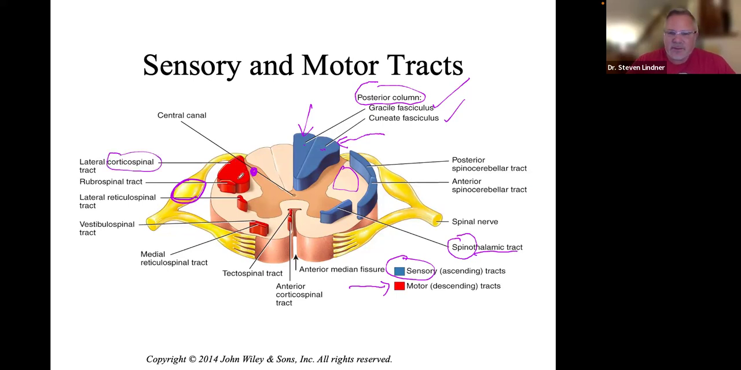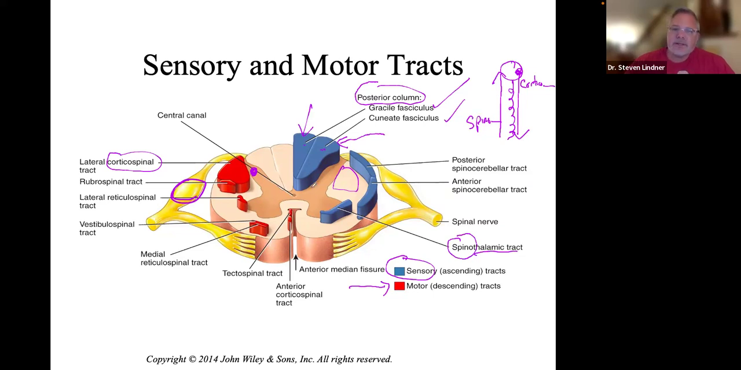What are the differences here? Well, remember, if this is the brain and this is the spinal cord, sensory tracts go up and motor tracts go down. So anything that has the word spino in the first part of the word, spino something, is a sensory tract. And anything that has a part of the brain in the name, like we know that in the brain we have the cortex or cerebral cortex. So anything with cortico something is going to be a motor tract.